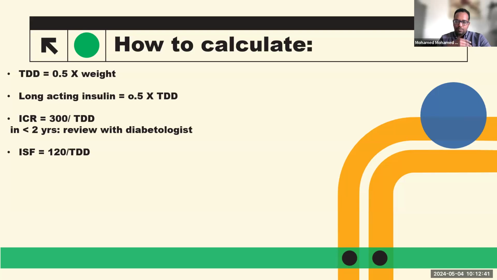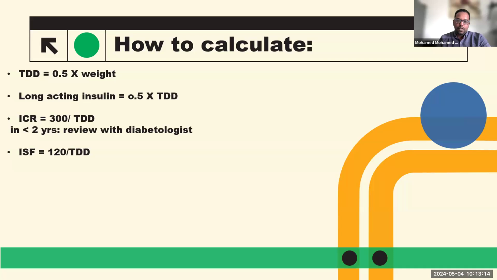The purpose of this is when you have a patient who comes newly diagnosed with diabetes, you have a starting point. And then you can adjust all of these ratios depending on how they respond, with glucose monitoring over the following days. So total daily dose of insulin is half your weight, and your long-acting insulin is half that total daily dose. So that's quick. And the insulin carbohydrate ratio is 300 divided by your total daily dose.